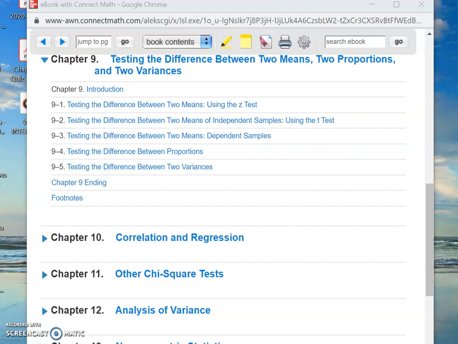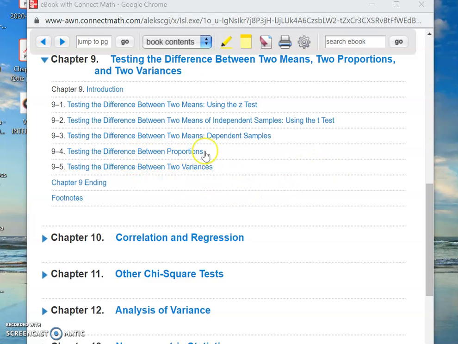So let's take a look at the table of contents here. What we've done up until now is we talked about testing the means. We had two ways of doing it, Z and T, if they were independent samples. So that's testing the means. There's a third way of doing the means, and that is for the situation where the samples are dependent. So for example, some sort of a matched pair, a before or after type of a situation.